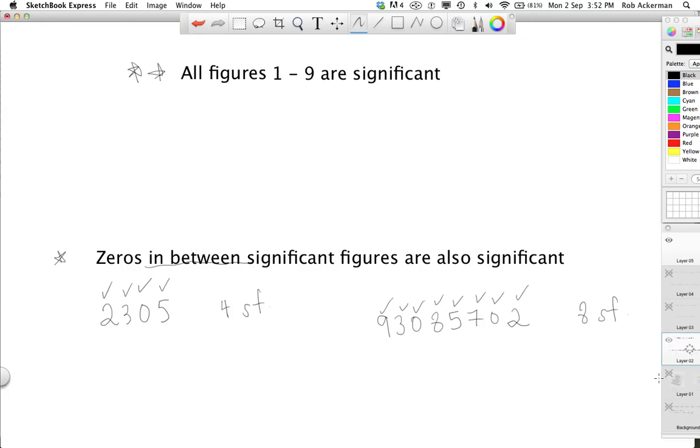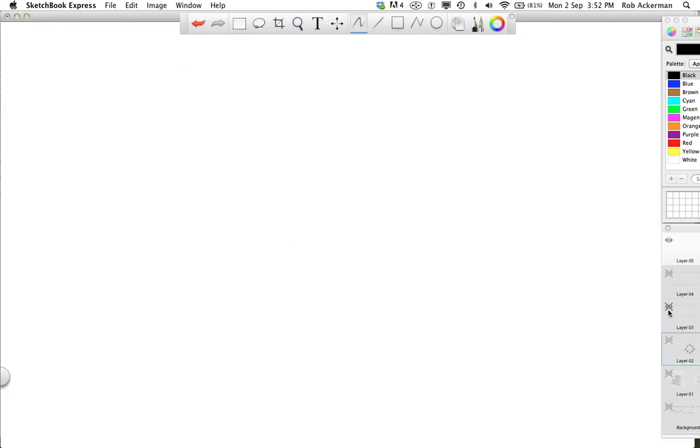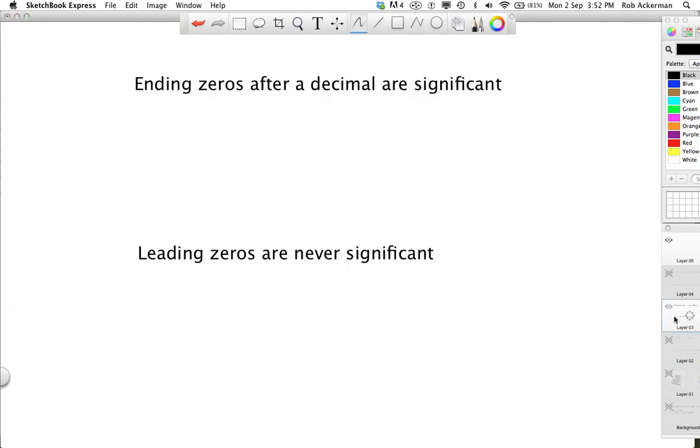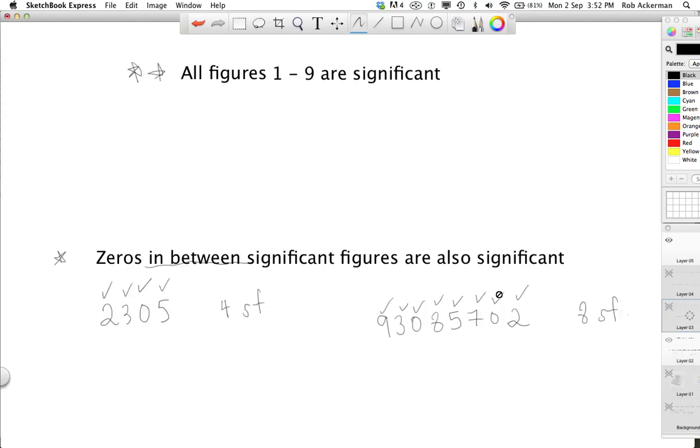All right, but there are more places that you can encounter zeros. Let's take a look at some. Zeros can be at the end of a number that has a decimal. For example, you could have the number 23.050. How many sig figs are in this? Well, following the rule that we learned back here, digits 1 through 9 count, and zeros in between significant figures count.